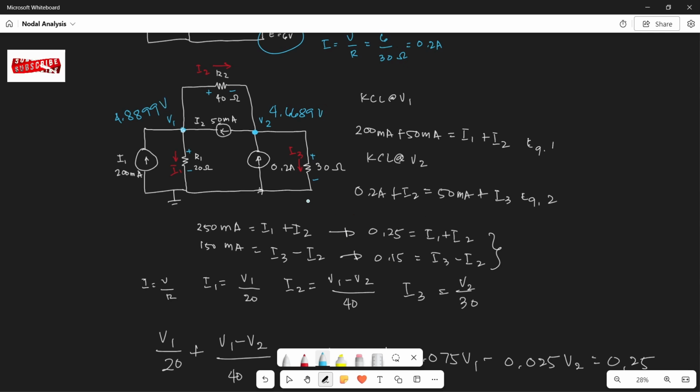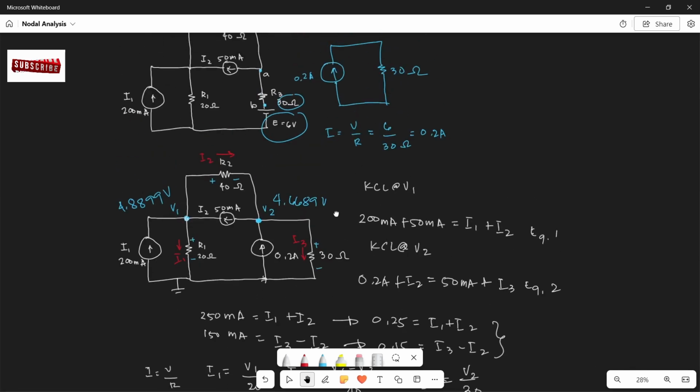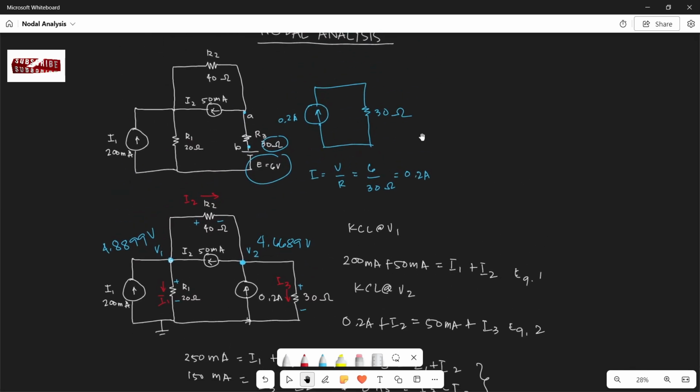Going back to the circuit, this node V2 is the same as this node A. So we can say that this node A has a potential equivalent to V2, which is equal to 4.6689 volts. Now we have the potential at this point, and we have the potential across this battery, which is 6 volts. We're going to find the potential across A and B.